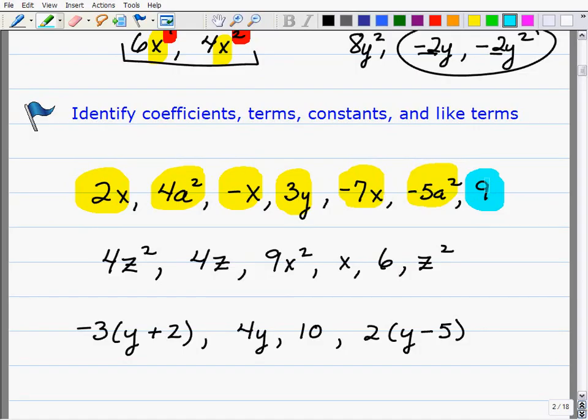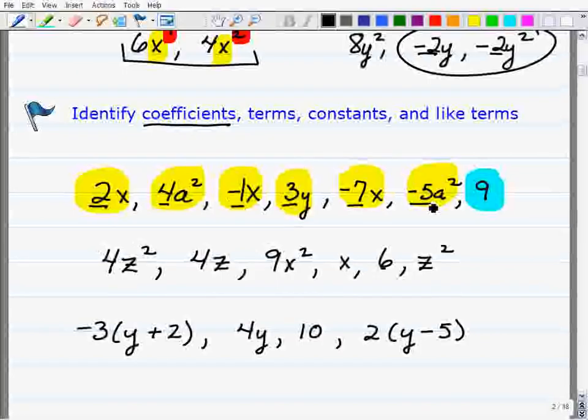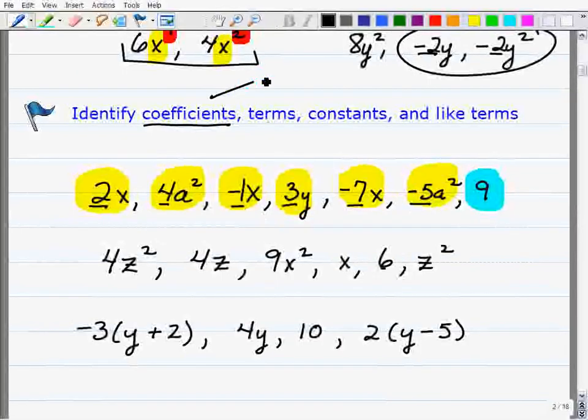Now let's go ahead and take a look at our coefficients. All right, so coefficients are the number that is in front of a term. So here 2 is a coefficient, 4 is a coefficient. Here negative 1 is a coefficient, 3, negative 7, and negative 5. Okay, those are all coefficients. We identified terms and constants. We identified 9 as a constant.